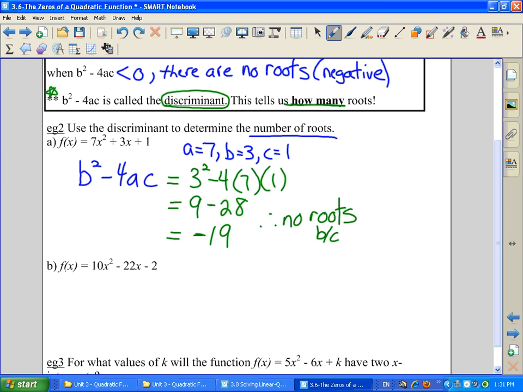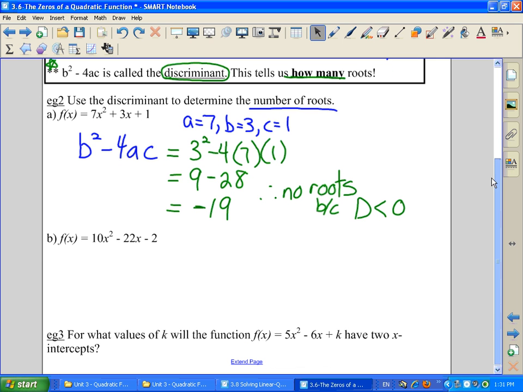Because D for discriminant is less than 0. Okay, try the second one on yourself. Please pause the video, give it a try, and then come back and we'll see if we can do the answer together. Okay, pause.